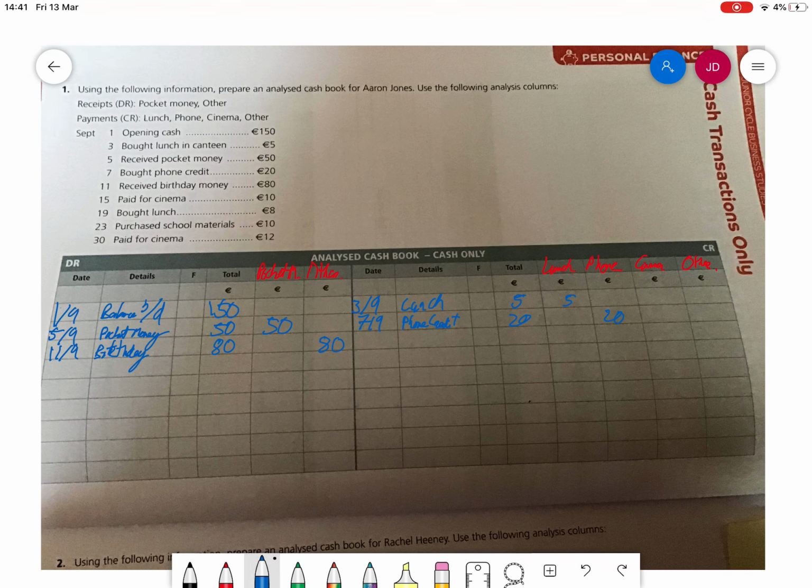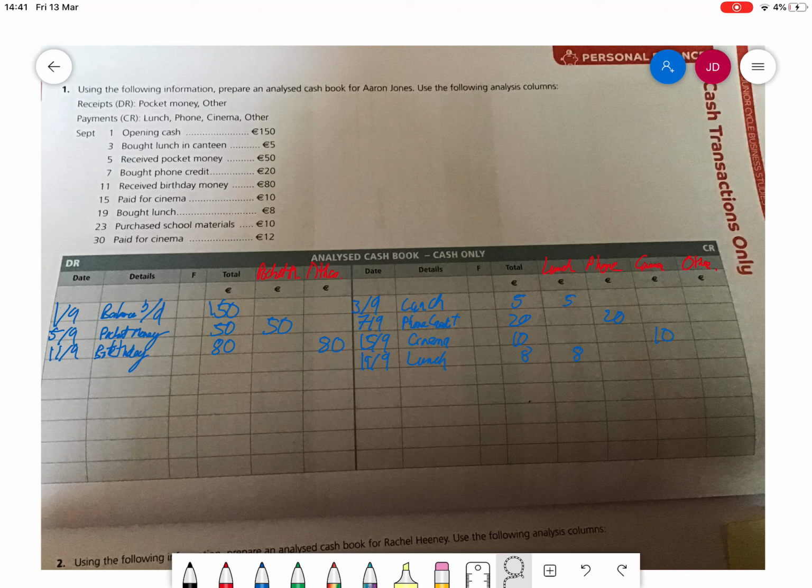Next, on the 15th of September, he paid for the cinema. So that goes into our right hand side, or our credit side. We'll call the details of that cinema. I'm going to put the amount of €10 in the total column, and then the other €10 into the cinema column. Now we are going to look here at the 19th of September, where we bought lunch for €8. So it's spending more money again, so it's staying on the right hand side. So the 19th of the 9th, lunch for €8. And that also has to go into our second column as well.